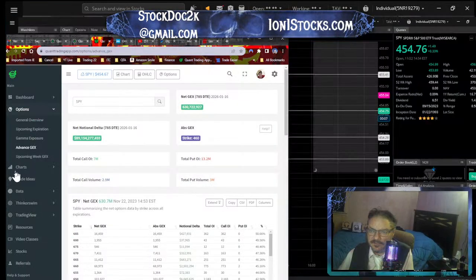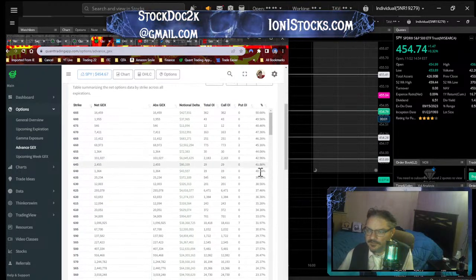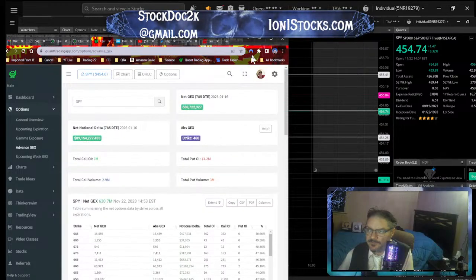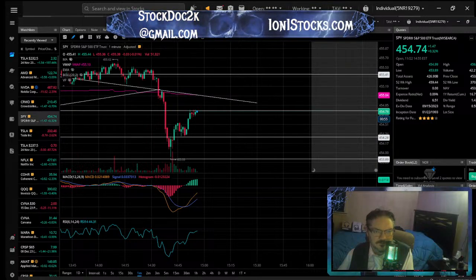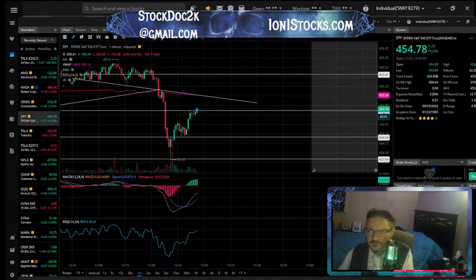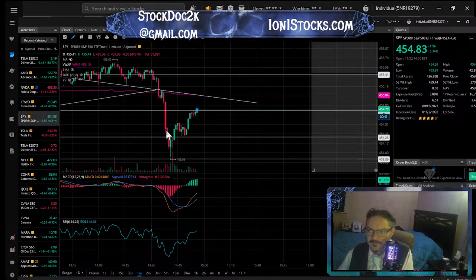Goodbye. So, this is the advanced GEX chart. We can't really see the full screen. This might have to wait till after hours. I'll have to do this on a separate screen, and then maybe slide it over. I'm gonna click submit. Look at that, it slid right up. This big red bar was just like an open door to come right back up.